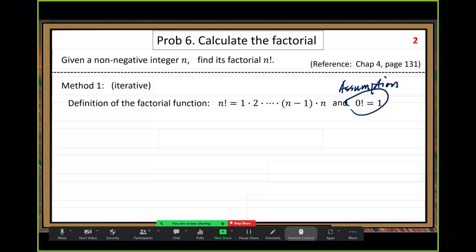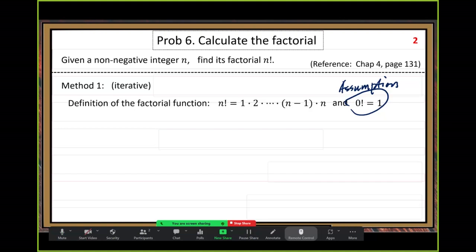Can you imagine that? We want to understand why 0 factorial is 1. Based on our intuition, it looks like 0, right? Because you do not have a chance to multiply non-zero numbers. How can you get a non-zero number for 0 factorial? It's not quite intuitive.